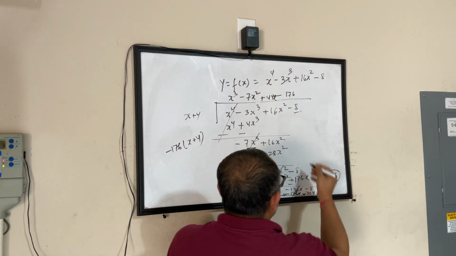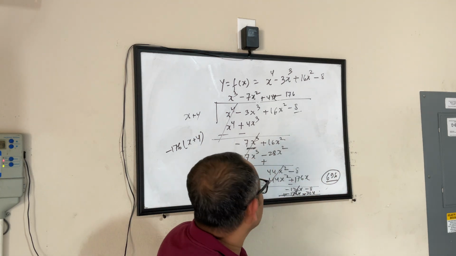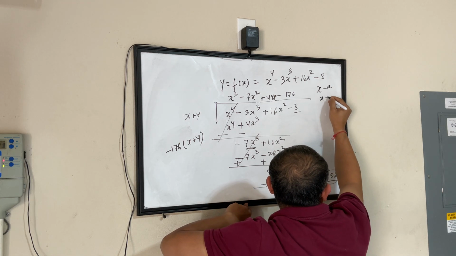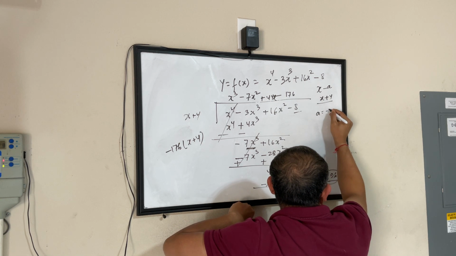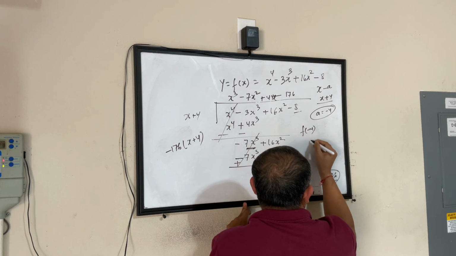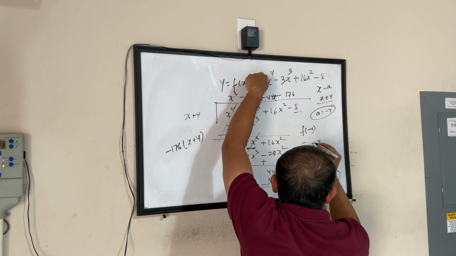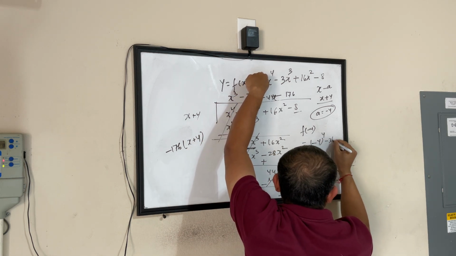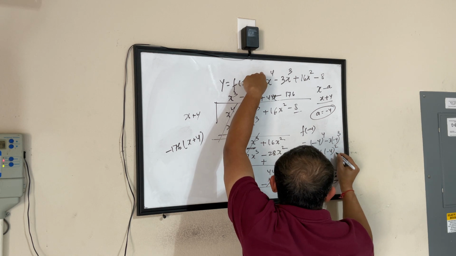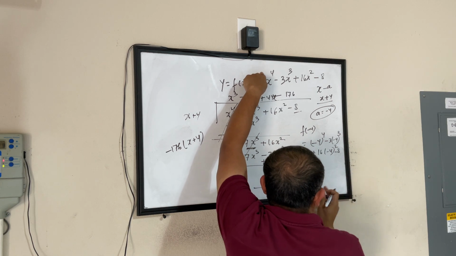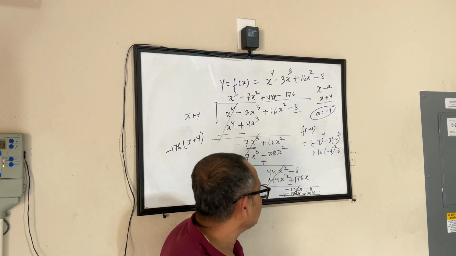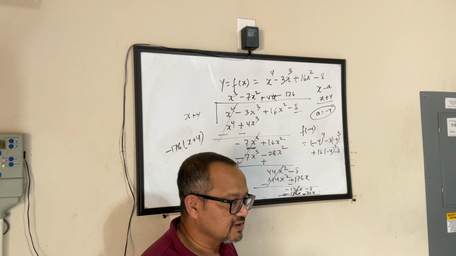So now I was saying that the polynomial remainder theorem says that if you are dividing this by x minus a, here we are dividing by x plus 4, that means here a is minus 4. The remainder would be f of minus 4. Now put that value here: minus 4 to the power 4, minus 3 times minus 4 to the power 3, plus 16 times minus 4 to the power 2, minus 8. Do your calculation, that should match with 696. I can do that. I'm just trying to save time for you guys. If you want me to do it, I can do it, but I'm just leaving it.